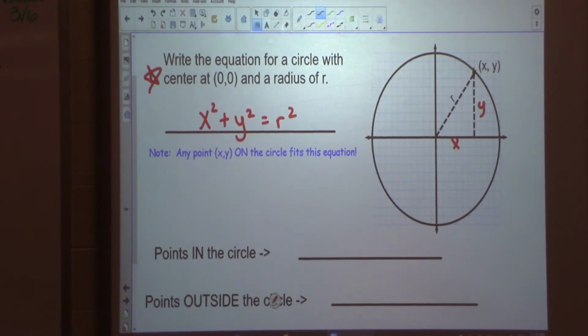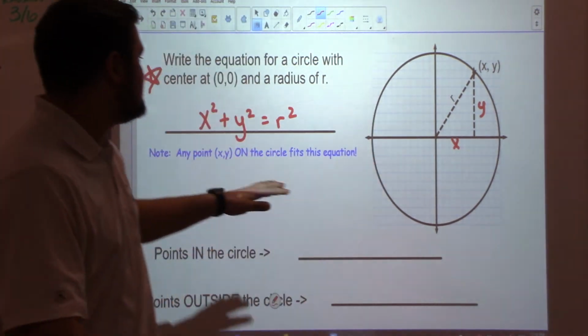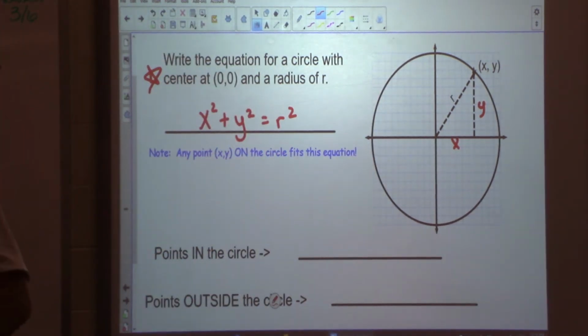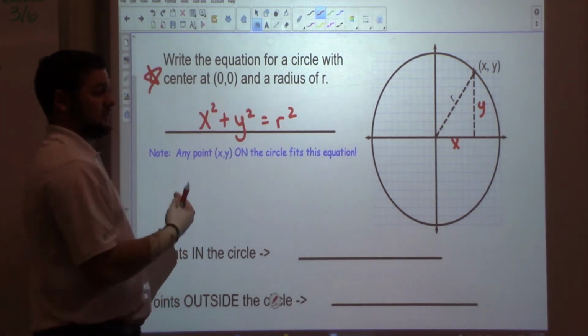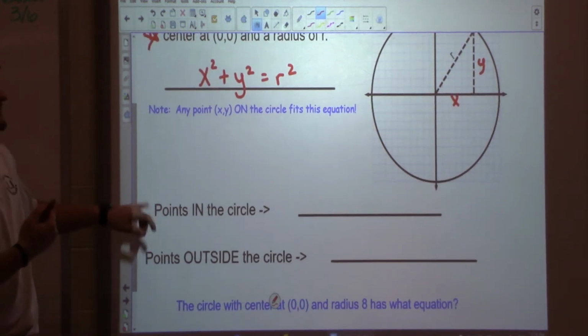Now, we're also going to see tomorrow when we have it centered at (h, k), which can be anywhere on the coordinate plane, it'll change that a little bit, but it's going to be this basic same format. And we'll see why it actually turns into that if it's 0, 0. Okay? So that's if it's on the circle. Well, what do you think it's going to be for points in the circle? They didn't have a guess what it might be?